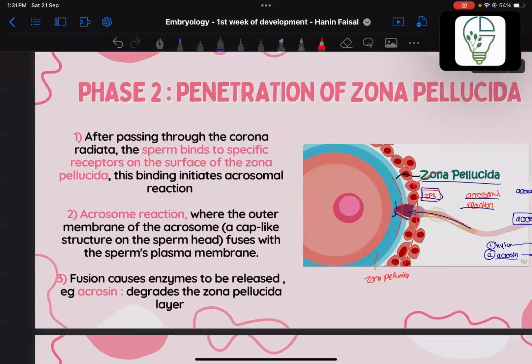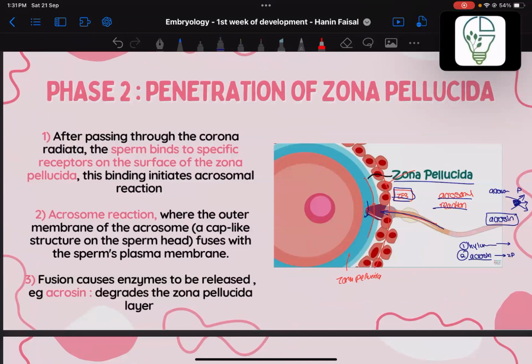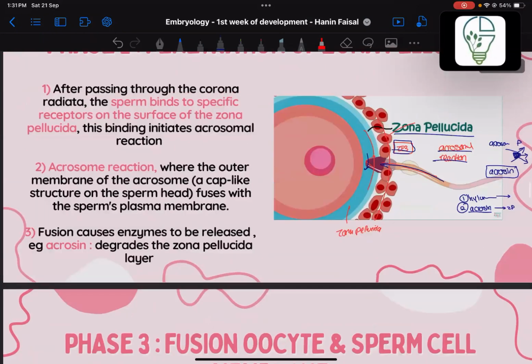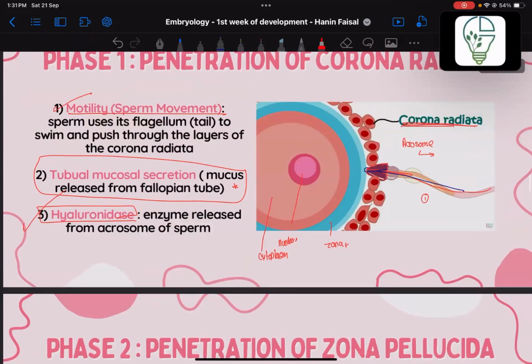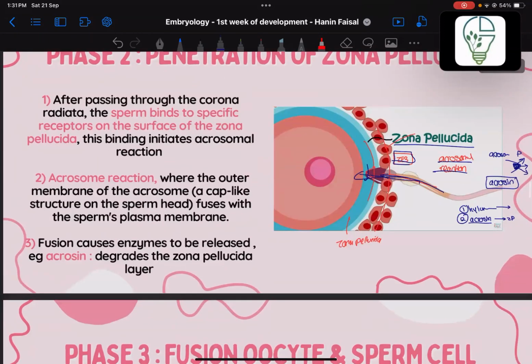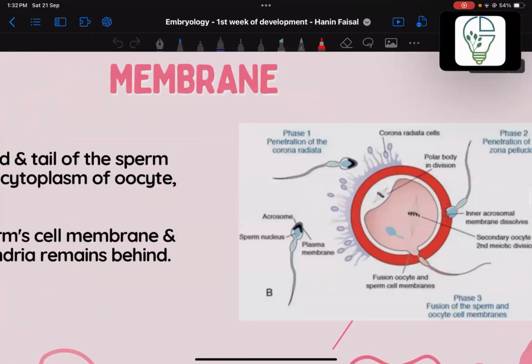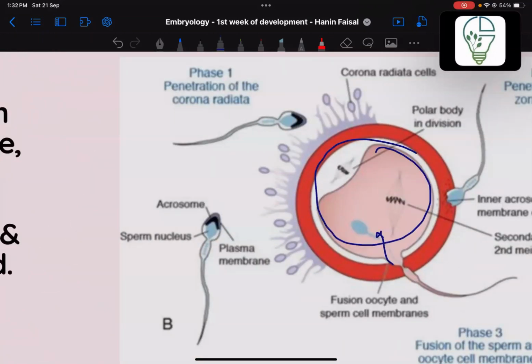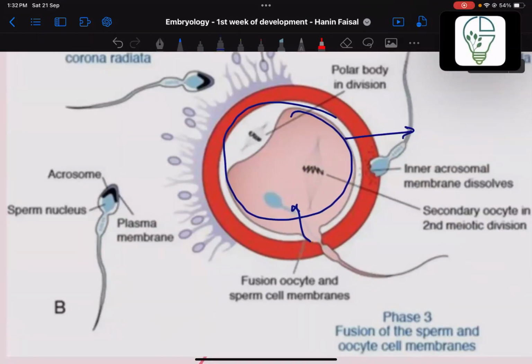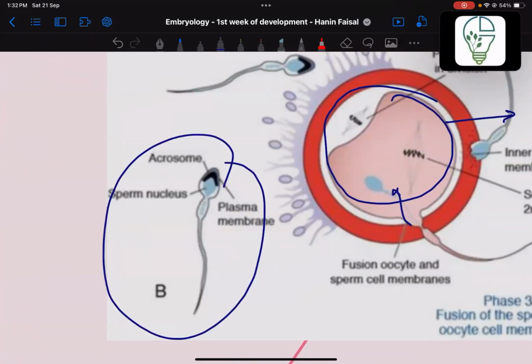Is this step clear? Is this phase clear, the penetration of zona pellucida, or do you want me to repeat anything? Okay, perfect. I'll continue. So now the sperm passed through the corona radiata. It passed through the zona pellucida. The final step, the sperm is going to enter into the cytoplasm of the secondary oocyte. However, do you think all the sperm will enter, or is there specific parts that will enter and specific parts that will stay behind?